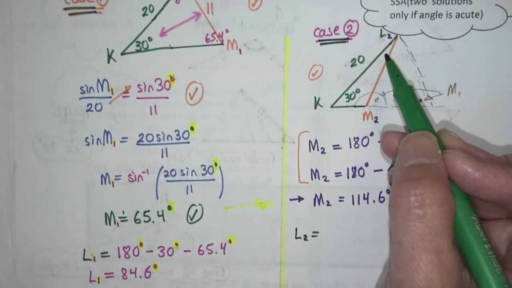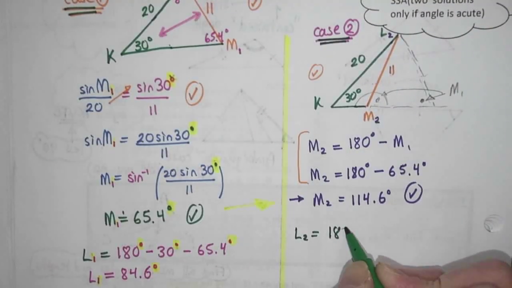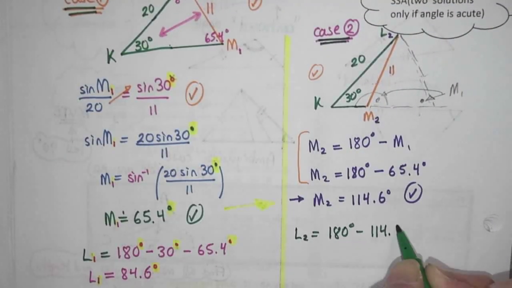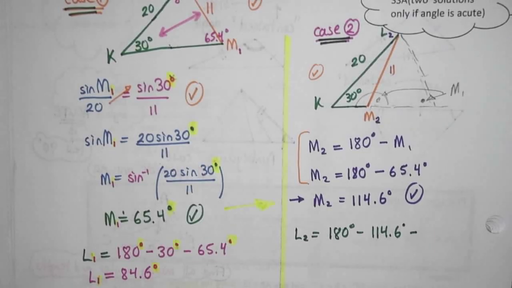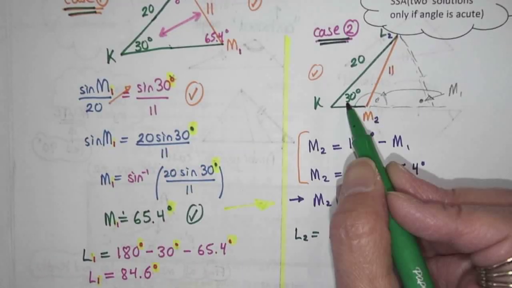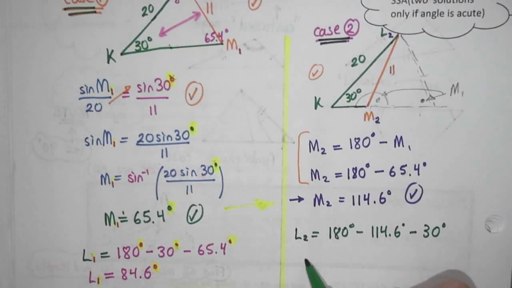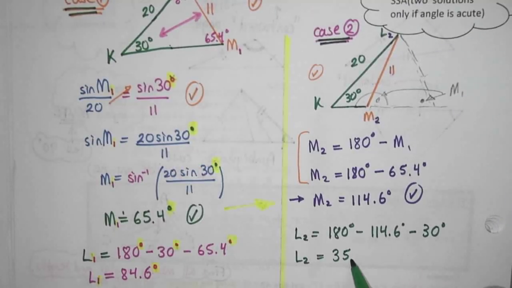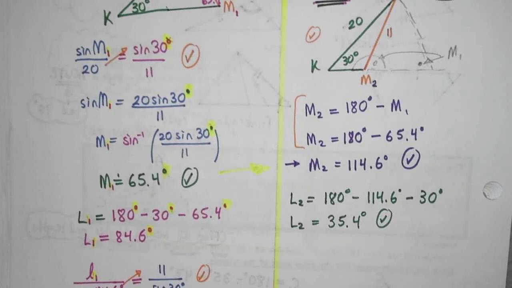I want to get my L2. Is L2 going to be big or small? Pretty small, right? So we're going to do 180 minus the 114.6 and minus the 30 that was sitting there. You don't have to show me that, I just want L2 equals 35.4. If you did that on your calculator, I'll trust that you got that by subtracting.